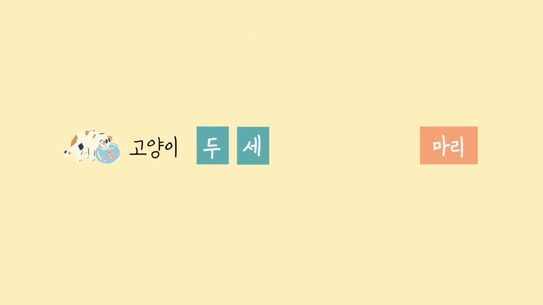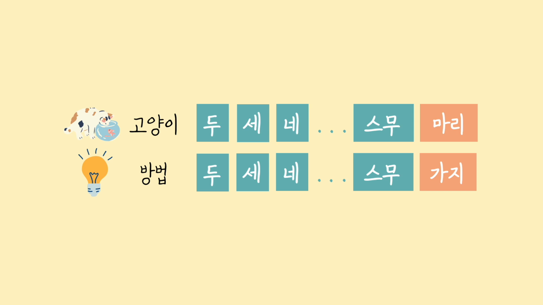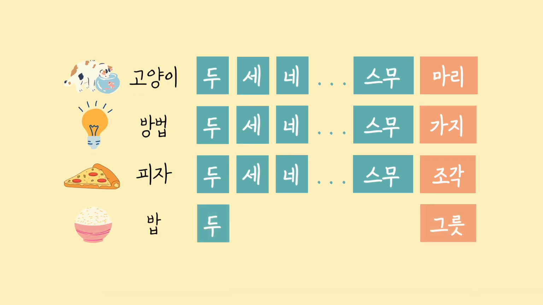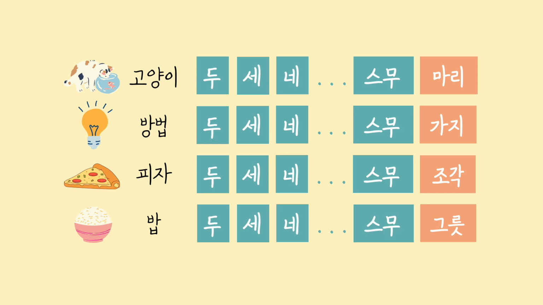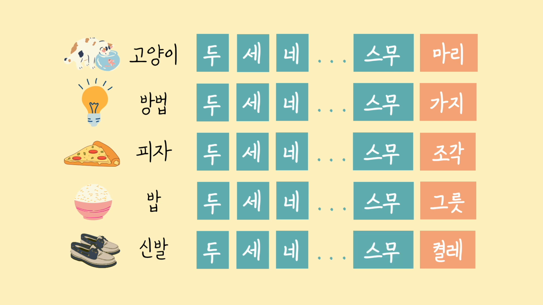고양이 2마리, 3마리, 4마리, 20마리. 방법 2가지, 3가지, 4가지, 20가지. 피자 2조각, 3조각, 4조각, 20조각. 밥 2그릇, 3그릇, 4그릇, 20그릇. 신발 2켤레, 3켤레, 4켤레, 20켤레.